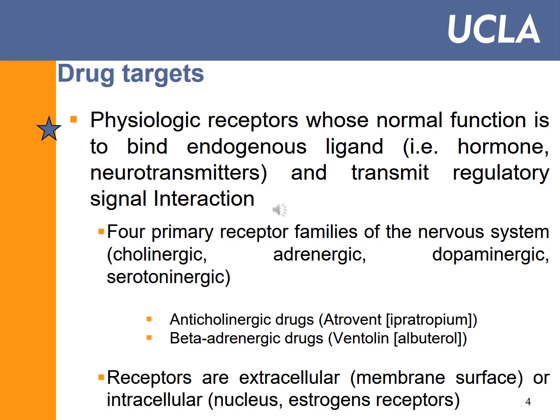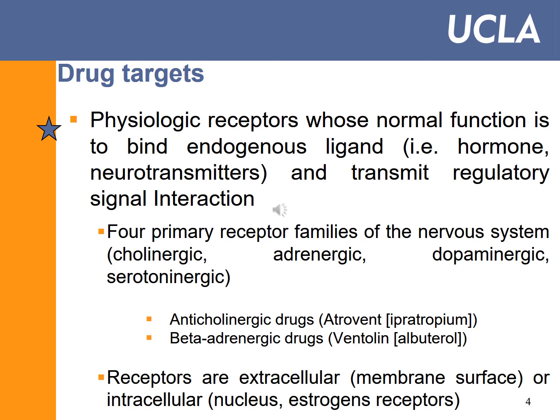The majority of drugs will target receptors, and here I have examples of drugs that are targeting the nervous system. There are 4 primary receptor families of the nervous system. You have the cholinergic, which has acetylcholine as its endogenous ligand; the adrenergic system, where the primary ligand is either norepinephrine or epinephrine; then dopaminergic, and guess what? It's dopamine. And serotoninergic, where serotonin is the endogenous ligand.